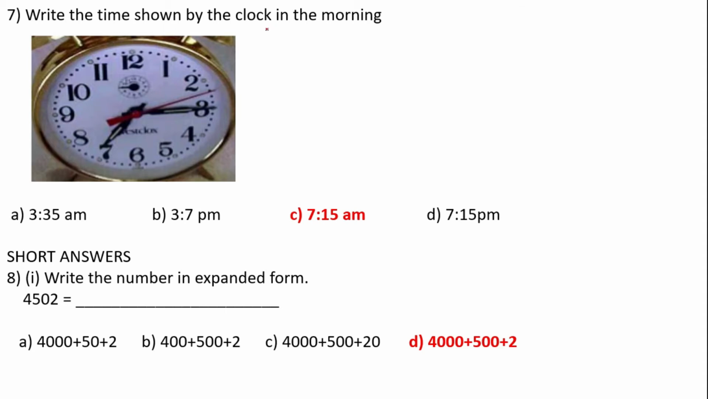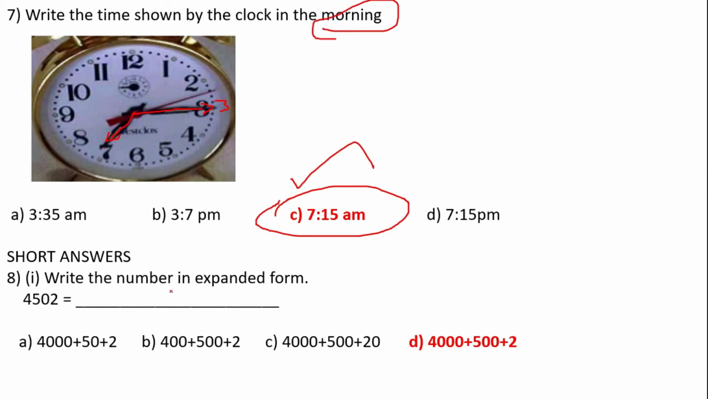Write the time shown by the clock in the morning. Now you can see the hour hand and minute hand. Minute hand is in 3, hour hand is in 7. So the time is 7:15 a.m. because it is given morning.